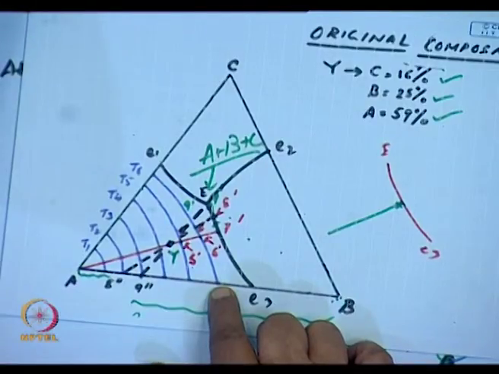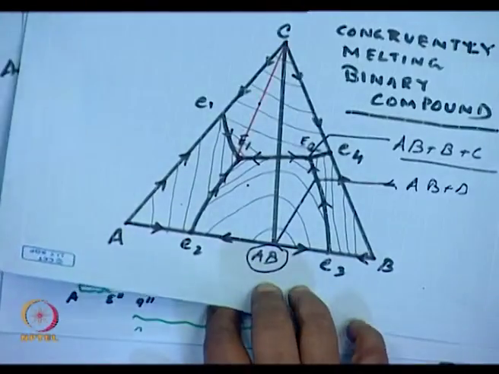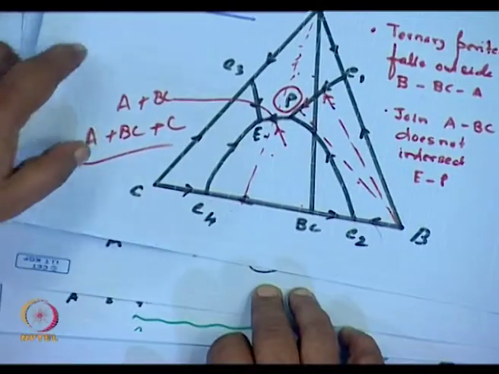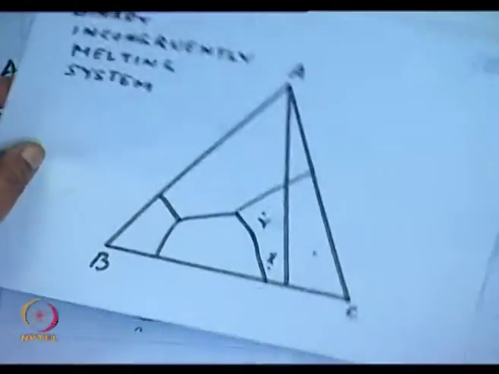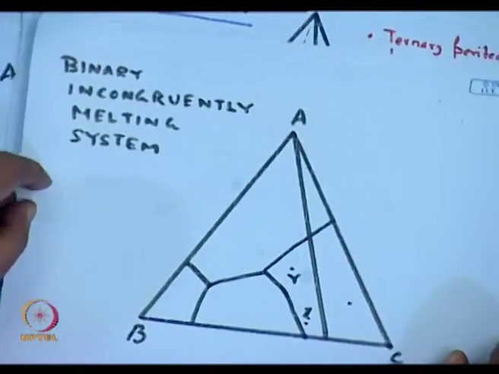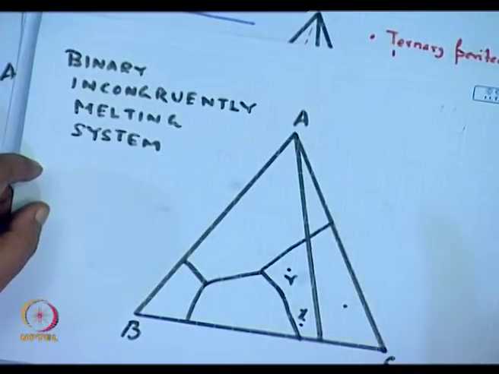For the time being, what I would want to end you with is, there can be systems and systems and systems. A very simple system over here, a little more complex system, and finally here is a lot more complex system. This is a binary incongruently melting system with a peritectic, and there is no end to it. One has to carefully read how to go through it to have a proper understanding of the whole thing.